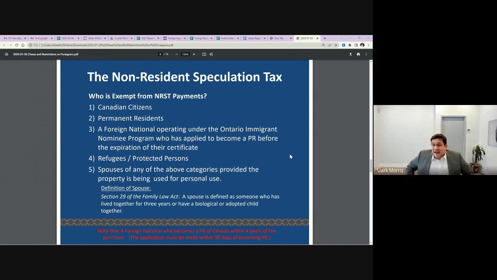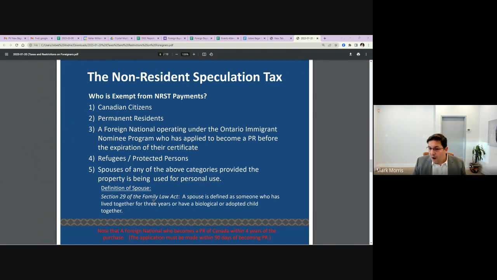Also, a foreign national operating under the Ontario Immigrant Nominee Program. So if someone is here on a work permit, I'm just going to leave it at this, then they can likely be exempt from the NRST. Sorry, it's not a work permit, it's a foreign national operating under the program. Refugees are exempt, and similar to before, spouses are exempt.